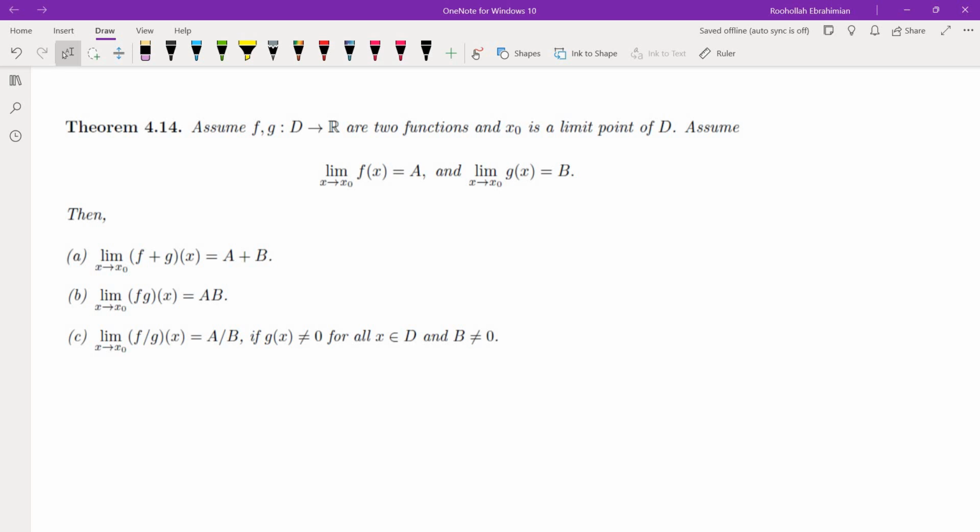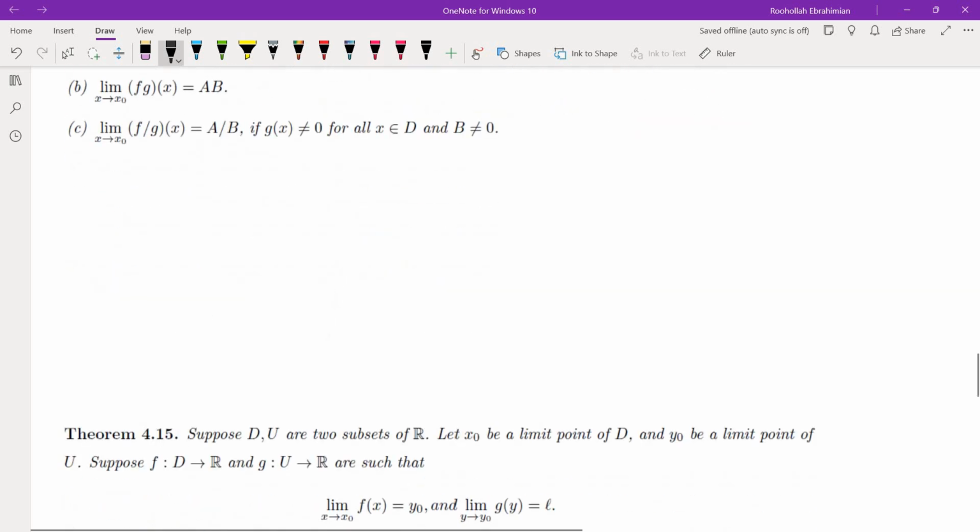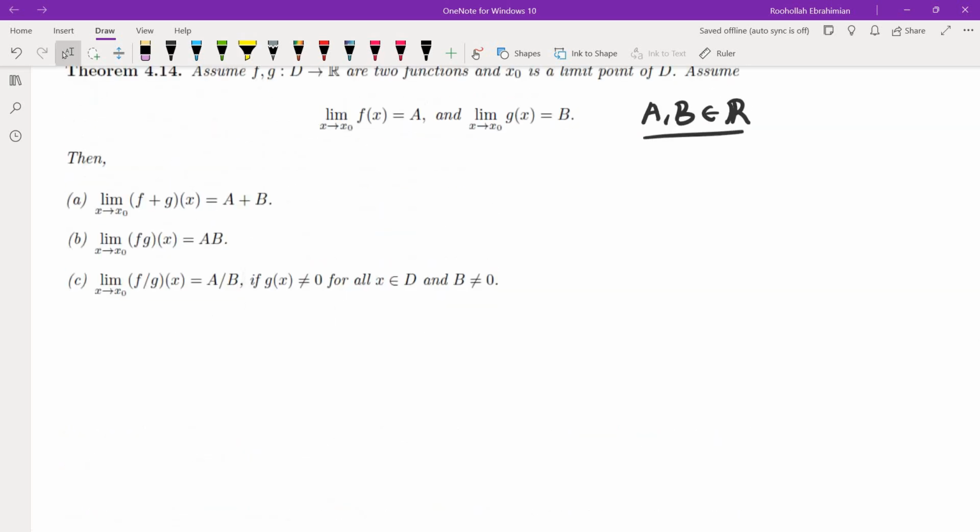Assume f and g are two functions and limit of f is equal to a and limit of g is equal to b, then the limit of sum is sum of limits, limit of product is product of limits, limit of ratio is ratio of limits if the denominators are all non-zero. And here a and b are real numbers. How do we prove this?